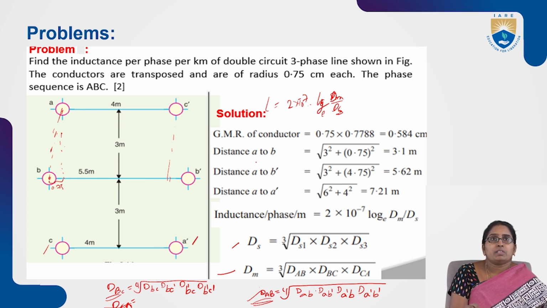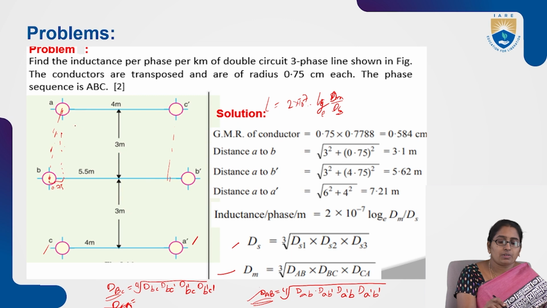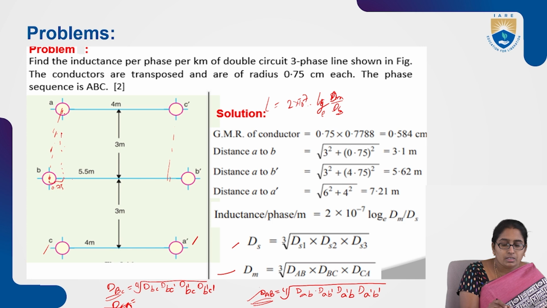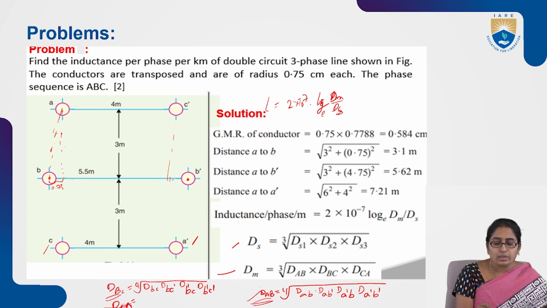Distance from A to B is given by square root of 3 square plus 0.75 square. This distance is 3 given. Now, next, similarly, distance DAB dash. In the same manner, DAB dash, again from here to here. How to calculate DAB dash? So square root of 3 square plus this one. What is this one? 4 plus 0.75, right? 4.75. So that is how DAB dash is calculated.